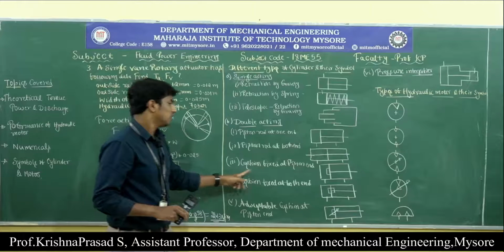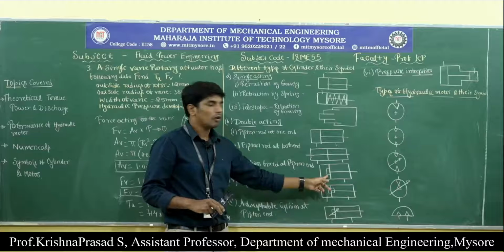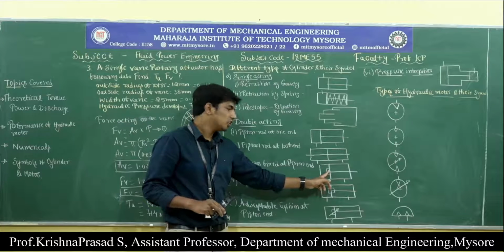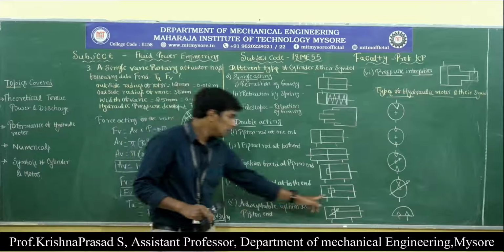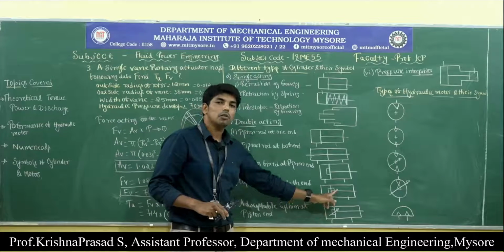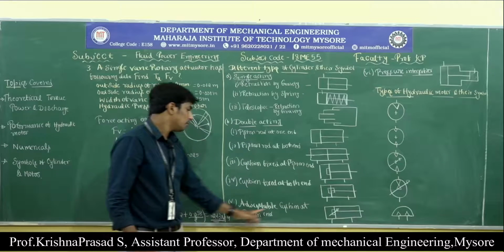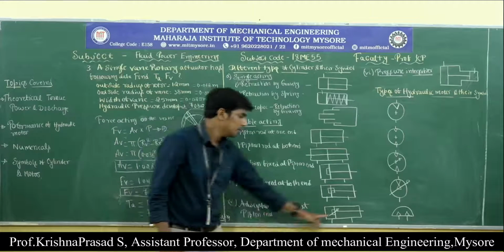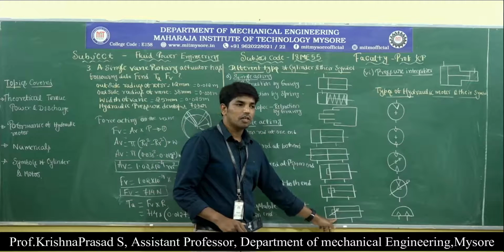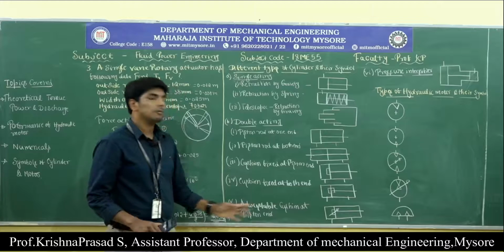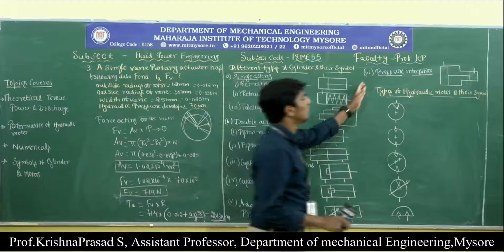Next, this symbol indicates that cushion is fixed at the piston end, and in the second symbol cushion is placed at both the piston end as well as the piston rod end. And the last one, adjustable cushion is provided at the piston end. If the cushion is also provided at the piston rod end, then adjustable cushion is provided at both the piston end as well as the piston rod end. Then this is called pressure intensifier.